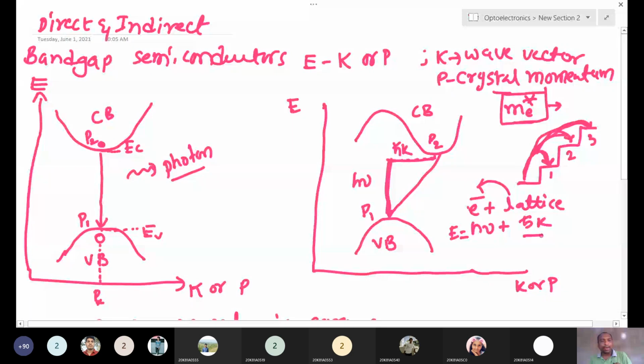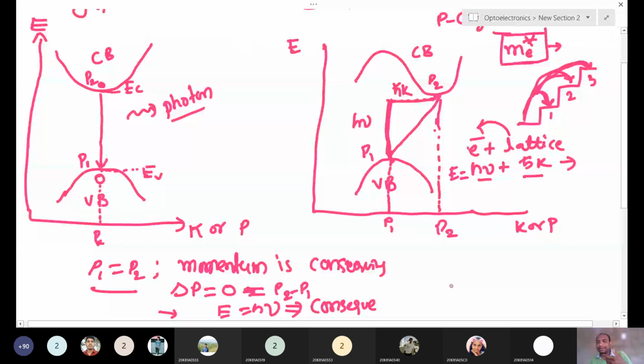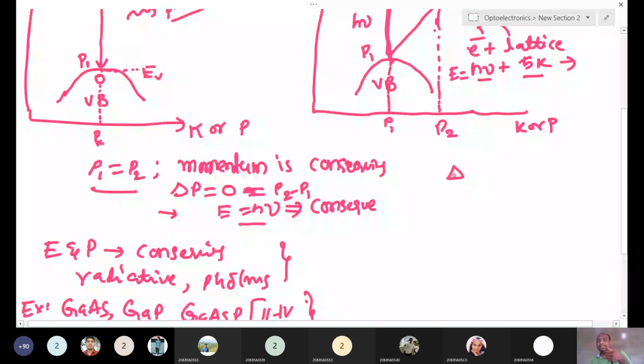But in the second diagram, it is an indirect transition. It does not go directly, so lattice interaction is there. What does lattice mean? It is a systematic arrangement of atoms, atoms arranged in a very systematic manner. When an electron enters the lattice, it interacts with the lattice atoms, meaning it is interacting with the atoms in the crystal. That is the meaning.